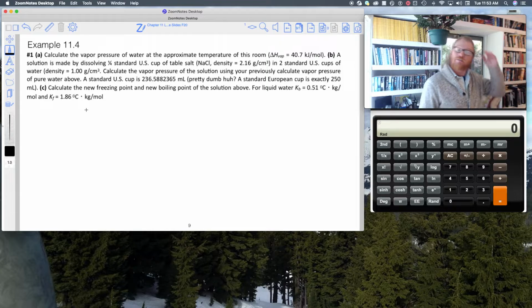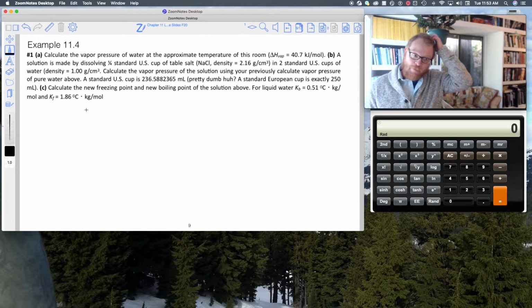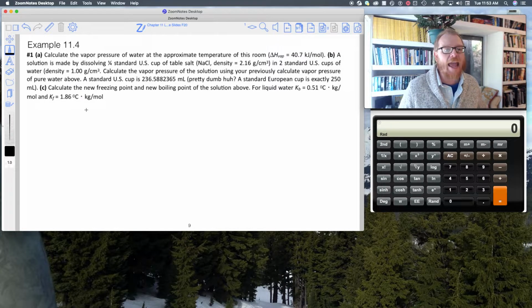So here's a whole bunch of stuff, big problem to calculate. And if you've already noticed the exam 4 module, this is going to be very similar to your free response problem for exam 4. You're welcome. So let's do it. So part A, calculate the vapor pressure of water at the approximate temperature of this room.